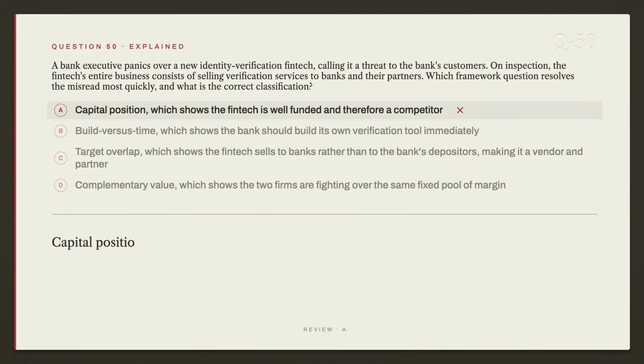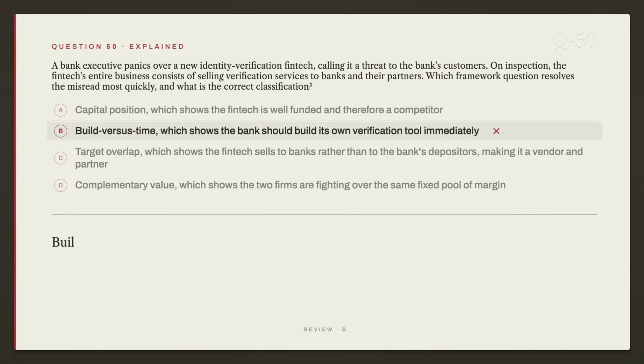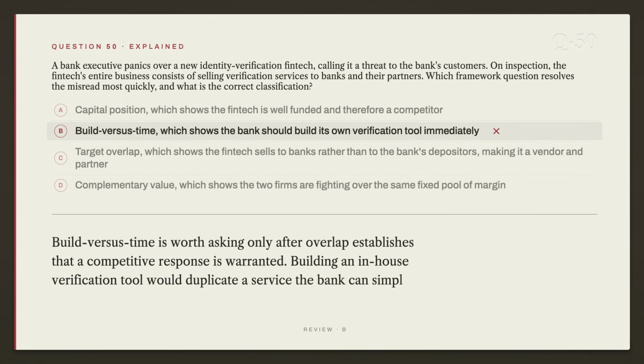A is wrong because capital position matters most once a fintech has been shown to compete head-on for the same customers. It is the wrong first question when the two firms are not chasing the same buyers at all. B is wrong because build versus time is worth asking only after overlap establishes that a competitive response is warranted. Building an in-house verification tool would duplicate a service the bank can simply buy.